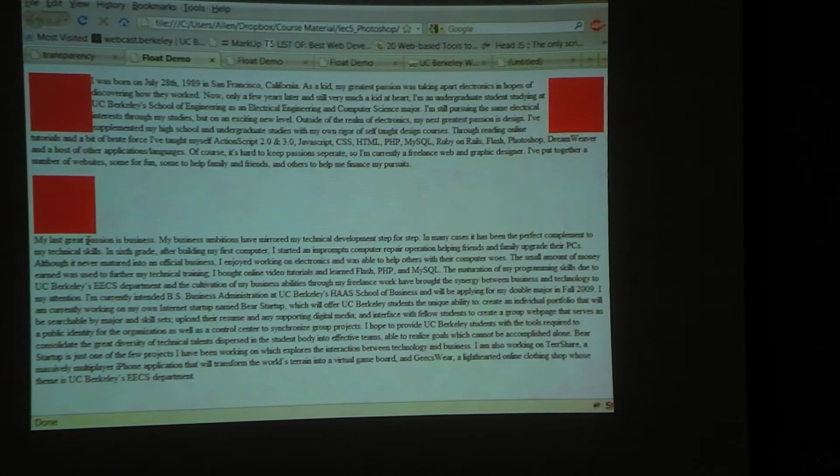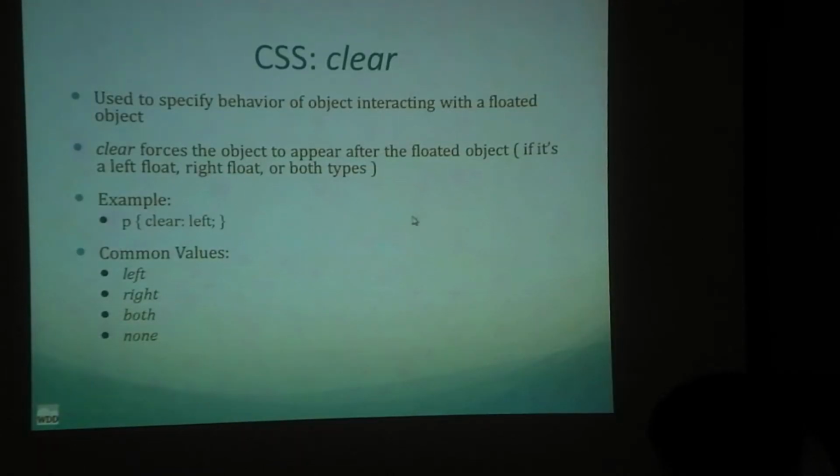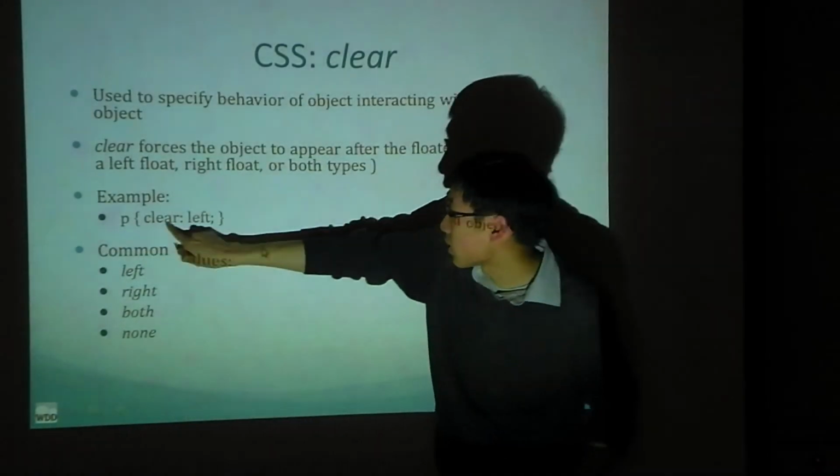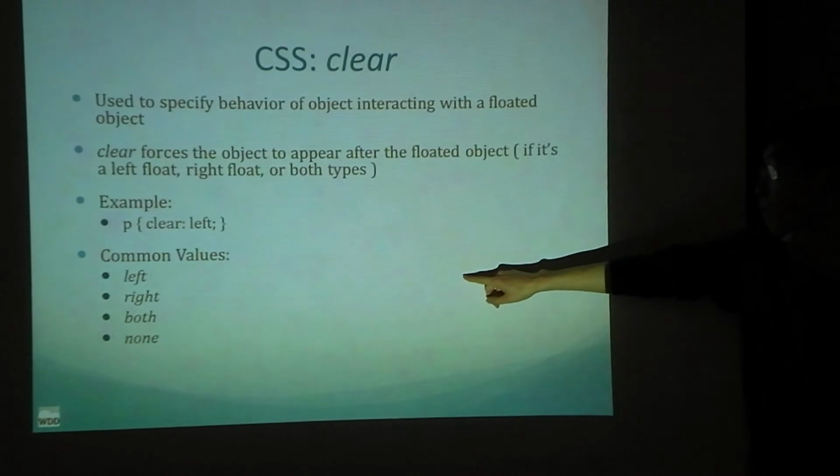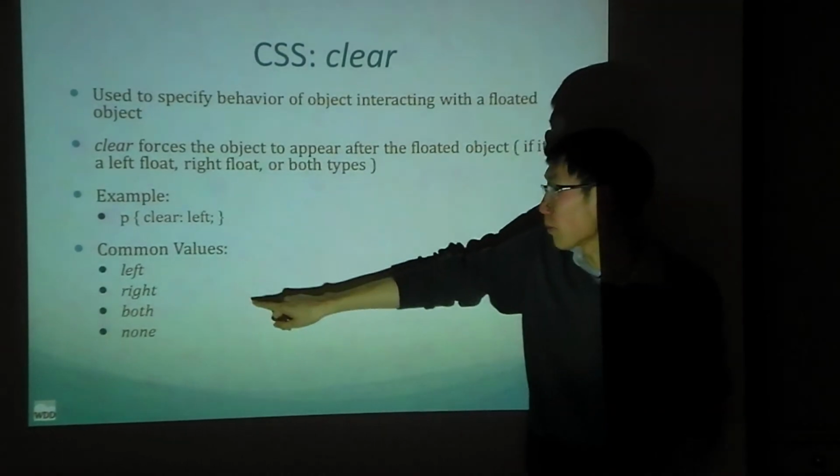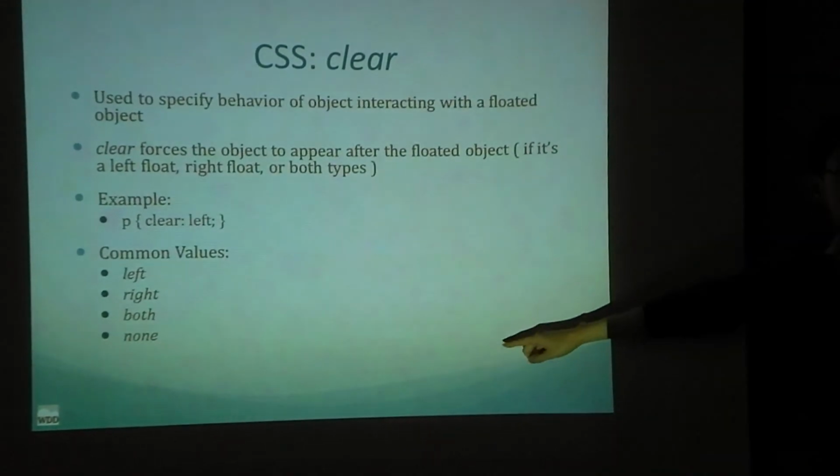Everybody get that? And what kind of attribute is that? Is that just something you put in there? Yeah, you just say it's clear. It's a CSS property, and it's called clear. For example, you would say p clear left. Okay? And then you can say clear left, right, or both. Default is none.